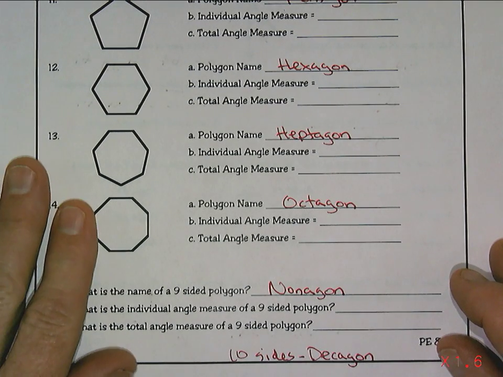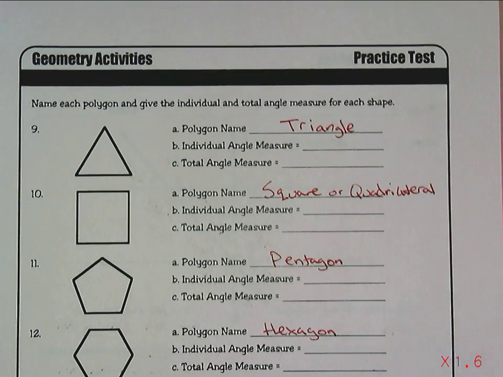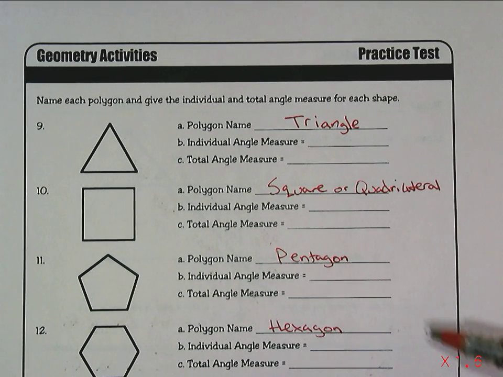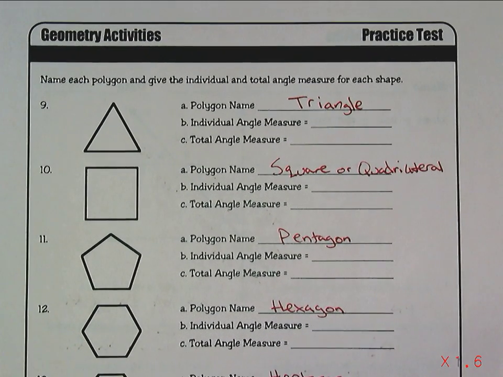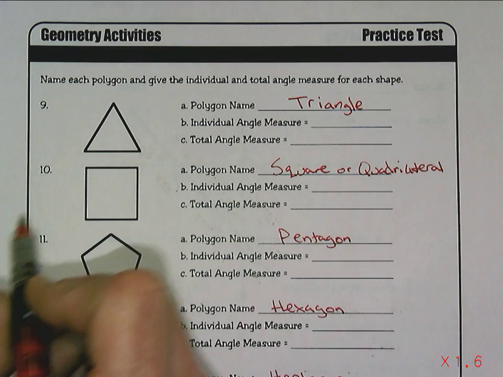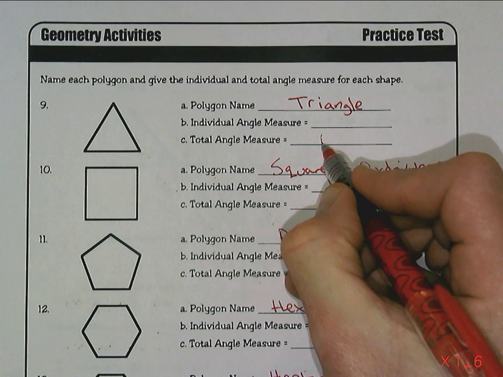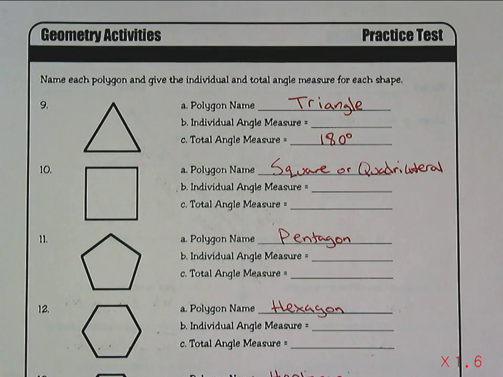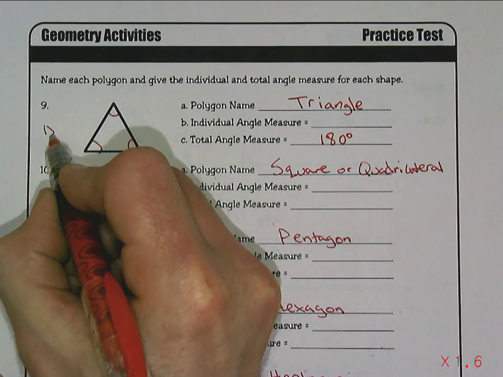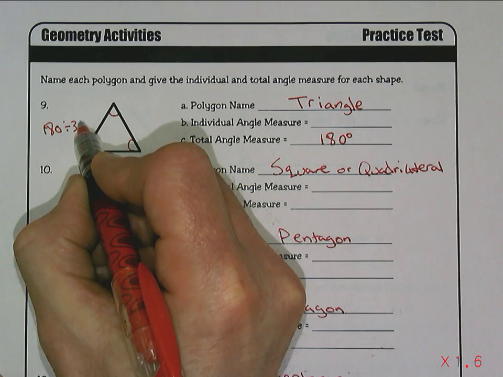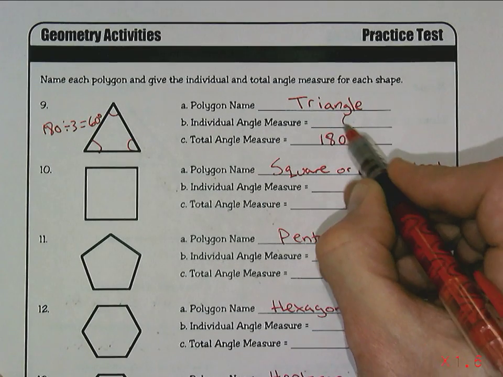So those are the names for the different shapes, starting with the triangle, the 3-sided, and then the 4-sided, and so on. Now to find the individual angle measures of them, you really need to know the total angle measures. For a triangle, all the angles always add up to 180 degrees. We've tested that a number of times, and no matter what the triangle size or shape is, it always adds up to 180 degrees. So if you know you have 3 angles, you take 180 divided by 3, and you get 60 degrees for each of those angles.